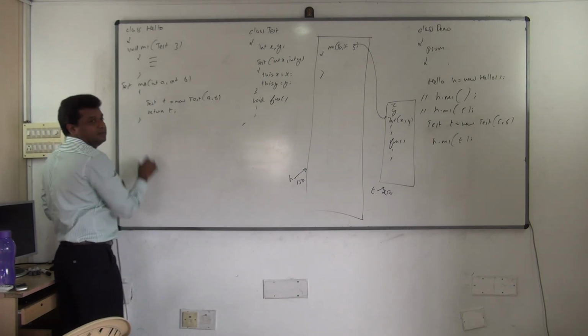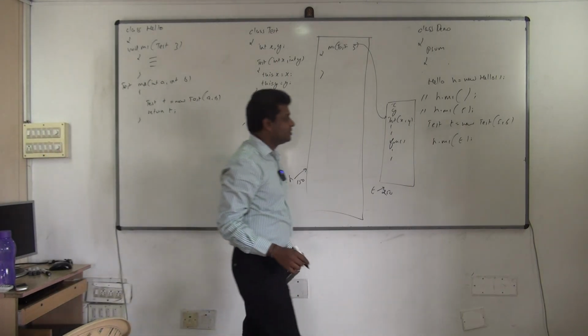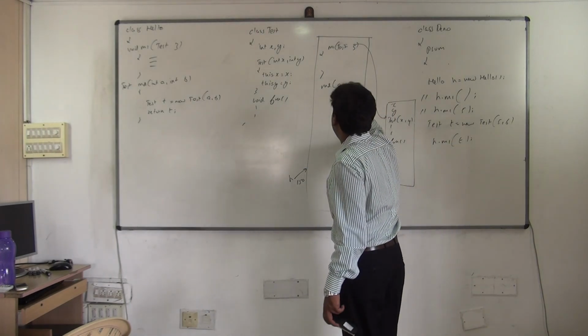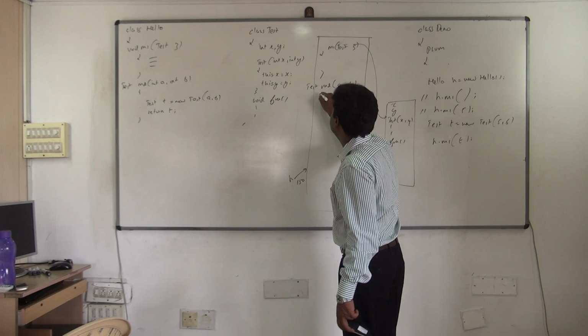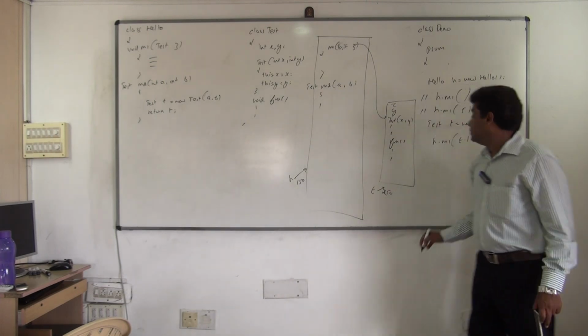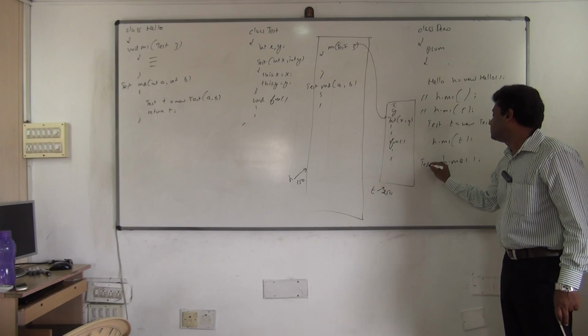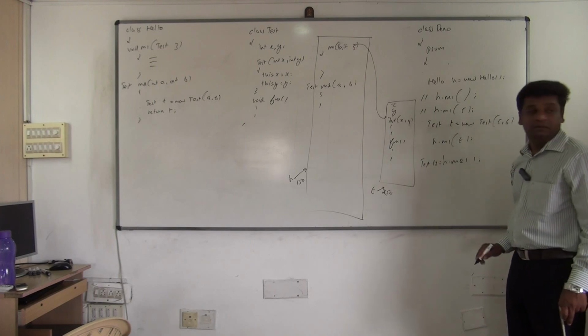Return t, I have to return. So now if I call, see, now one more method is there. Which one? M2 method, with A, B. The return type of this is Test. So if I call h.m2, the return type is what? Test t2. Correct now?